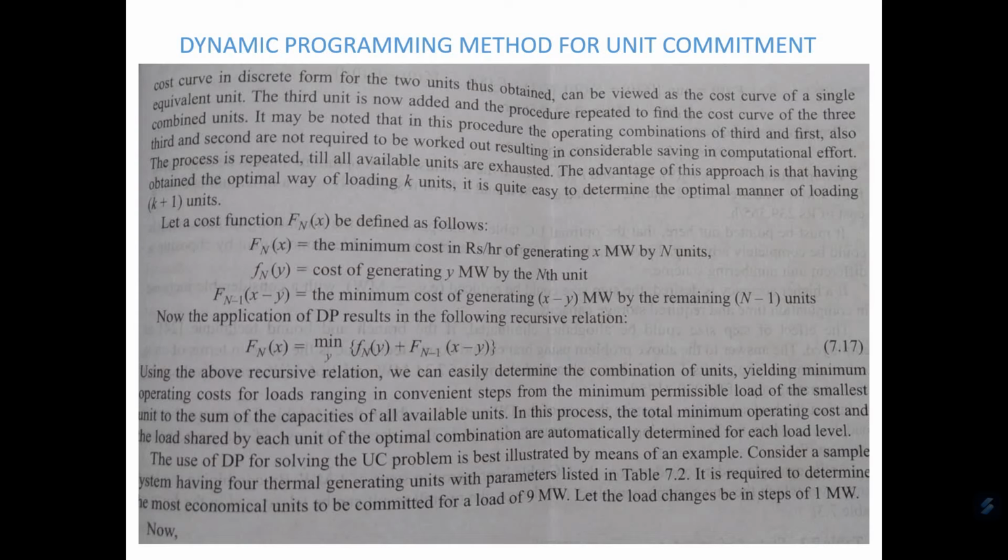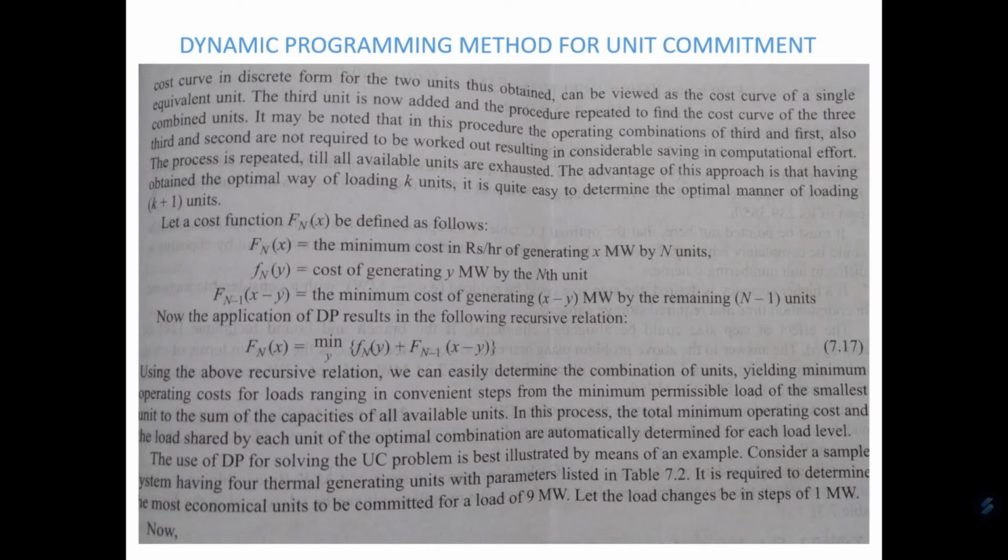The third unit is now added and the procedure is repeated to find the cost curve of the three combined units. It may be noted that in this procedure, the operating combinations of the third and first, and third and second are not required to be worked out, resulting in considerable saving in computational effort. The process is repeated till all the available units are exhausted. So the advantage of this approach is that having obtained the optimal way of loading k units, it is quite easy to determine the optimal manner of loading k plus 1 units.